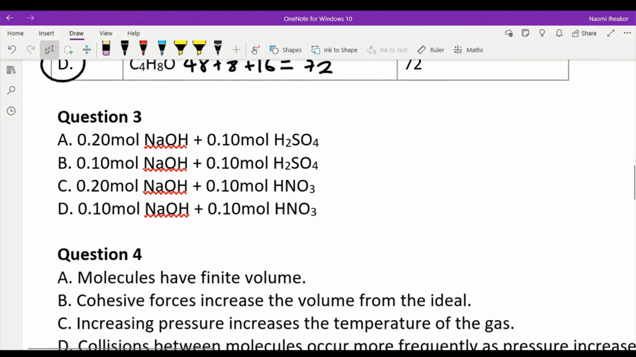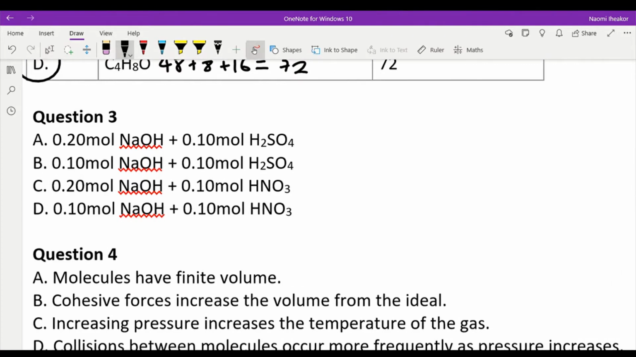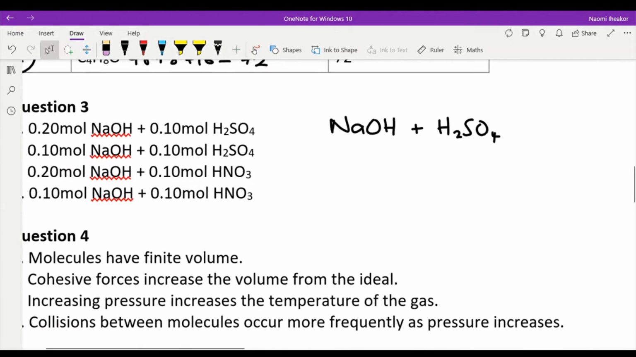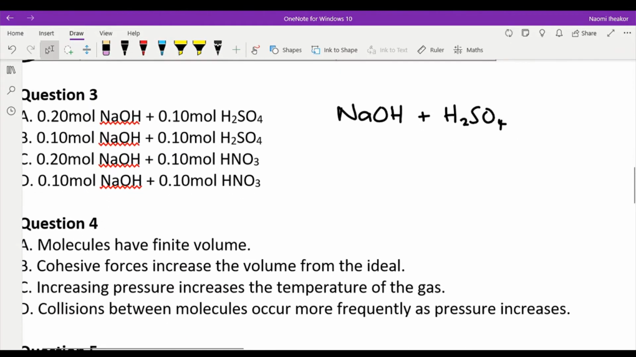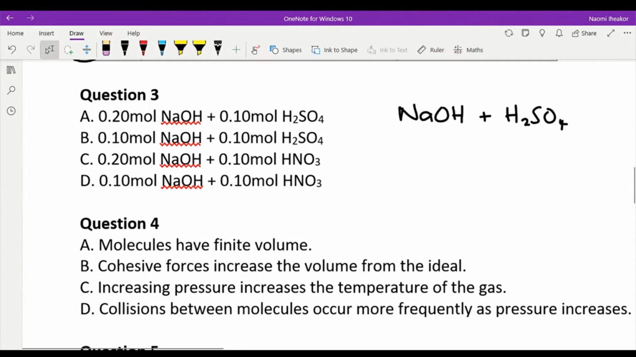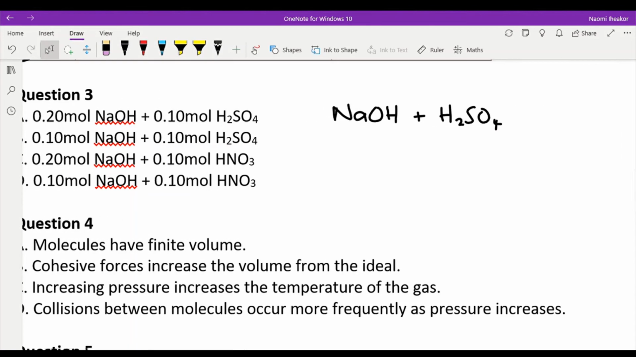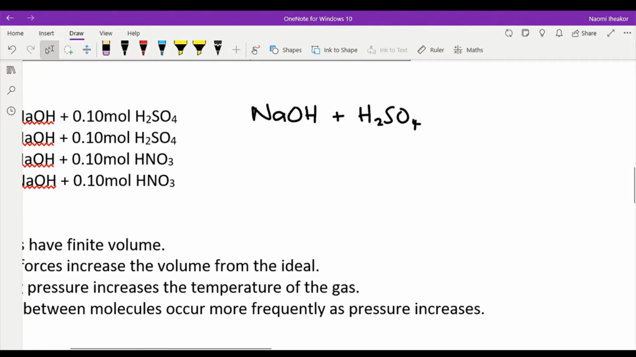So let's start with NaOH plus H2SO4. H2SO4 is sulfuric acid, so we should know that's an acid. NaOH, well, that would be a metal hydroxide. So we need our acids and bases principles, which tells us that a metal hydroxide, or a base, plus an acid is going to give us salt and water.